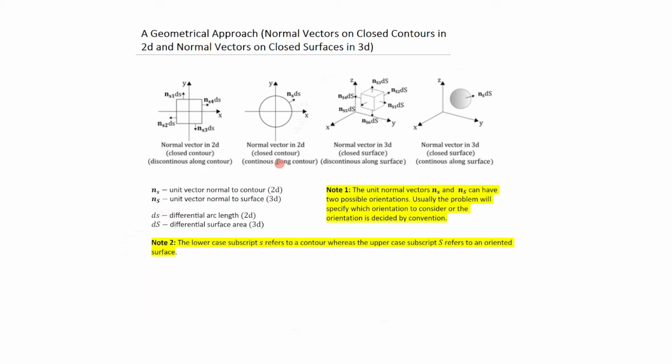Again, we have the problem here that this could be pointing outwards or pointing inwards, because in both cases the vector is going to be perpendicular to the contour at a given point. And so usually the problem either specifies orientation or it's decided by convention. Similarly here, the arrow can be pointing out from a surface or inwards from the surface. So the same issue applies here. Anyway, that's a brief overview of some of the conventions, and also how to look at this from a geometric standpoint.